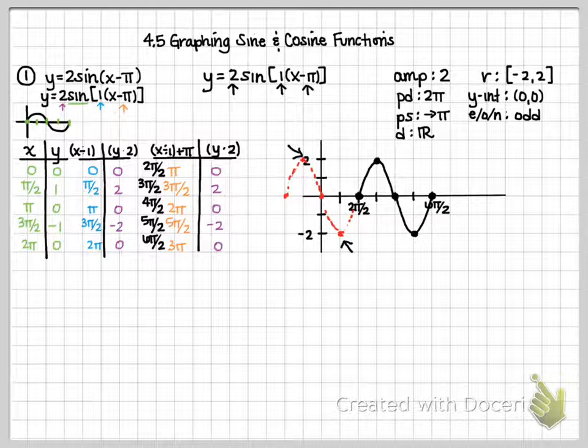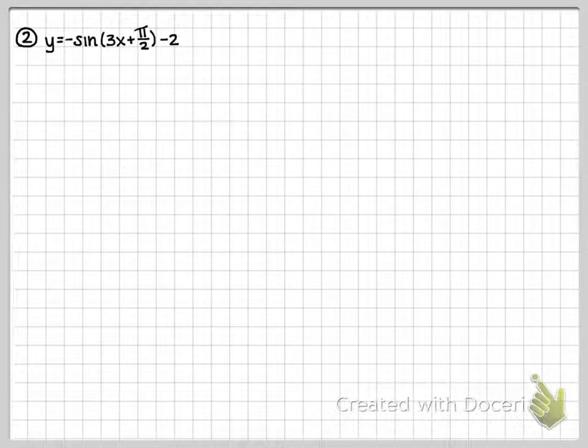Oh, asymptotes. There are no asymptotes with sine or cosine. Those are the only two that don't have asymptotes, though. So everybody else is going to have asymptotes except for sine and cosine. So for asymptotes, I would put none. And there we have our first sine graph. All right, let's flip to the next page and see what we got there.